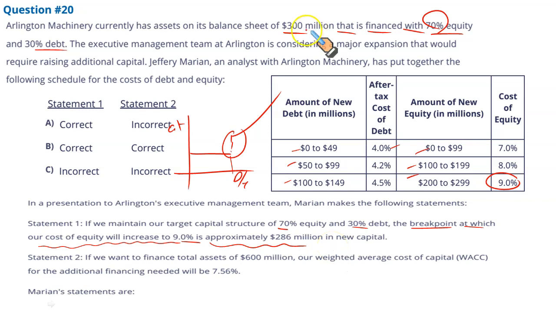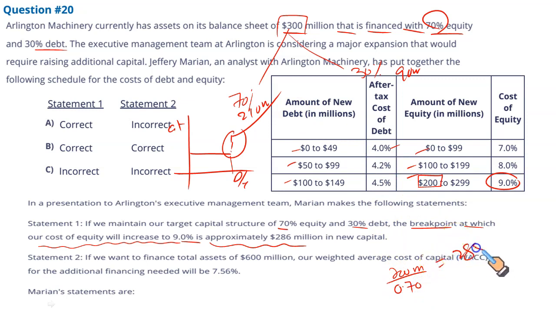Now, existing funding or existing assets on our balance sheet are $300 million. Out of that, 70% has come from equity, 30% has come from debt. That means $90 million from debt and $210 million from equity. Now, if you just look at this, 210 falls within this range. Let us see if the funding reaches up to 200 million of equity. You know the formula: 200 million equity divided by the proportion of equity within the overall composition of your capital. 200 divided by 0.7 gives you 285.71.